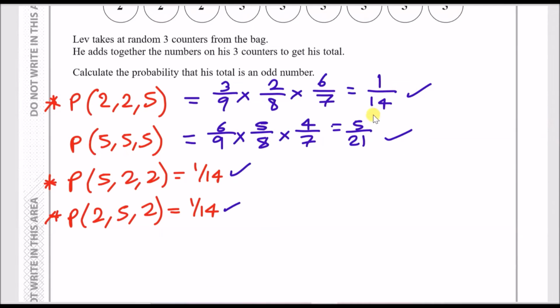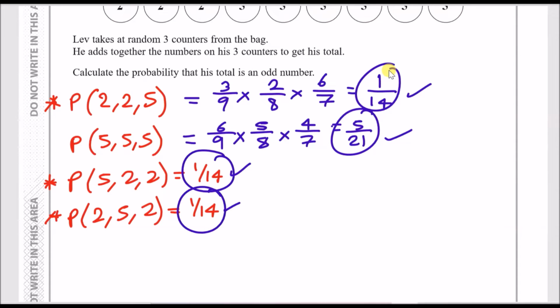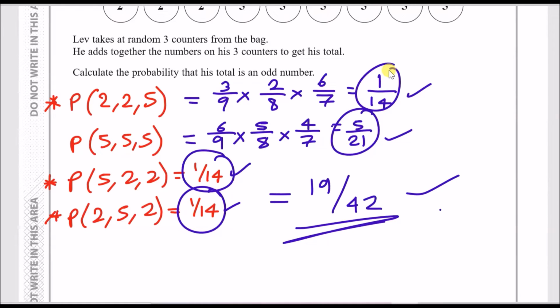Now, if you add up all of these 4 probabilities, you got 1/14 plus 5/21 plus another 1/14 and another 1/14. You should get a total probability of 19/42. And yeah, that's it, guys. This is your answer.